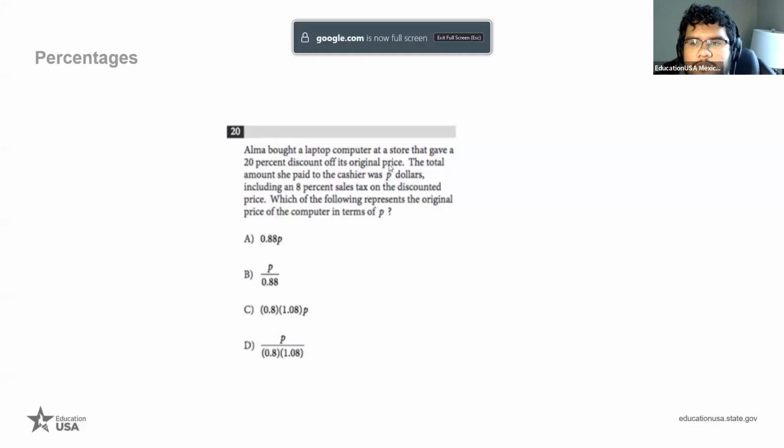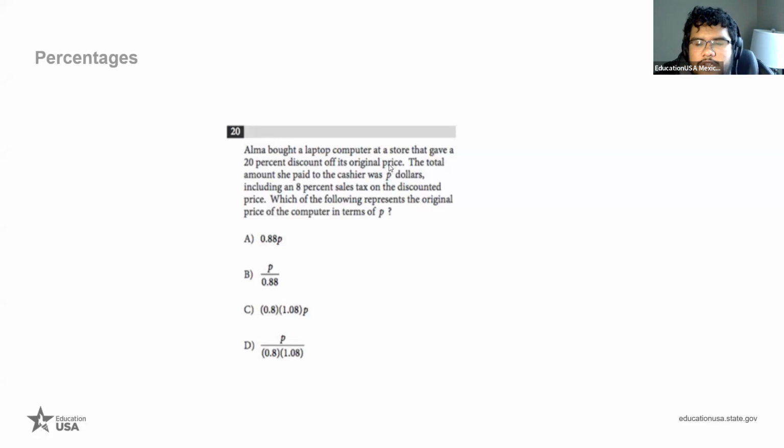The next problem here focuses on percentages. So this one is saying Alma bought a laptop computer at a store that gave a 20% discount off its original price. The total amount she paid to the cashier was P dollars, including an 8% sales tax on the discounted price. So which of the following answers represents the original price of the computer in terms of P?